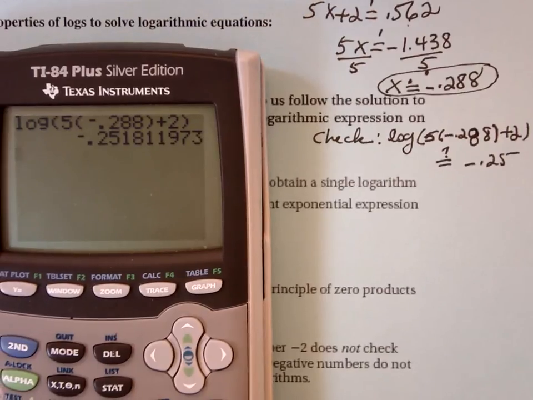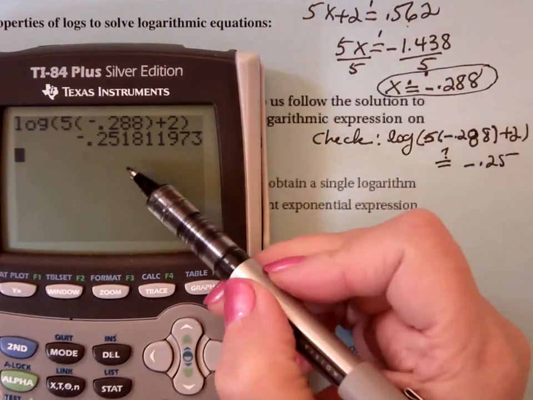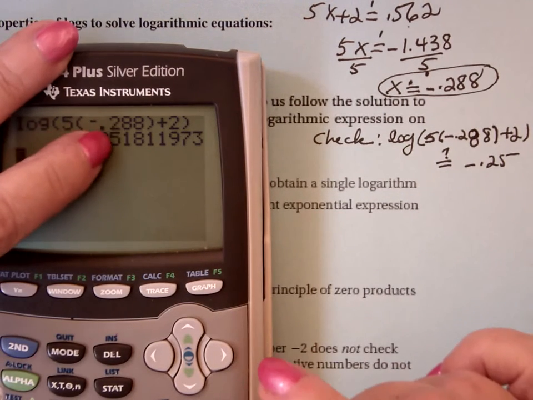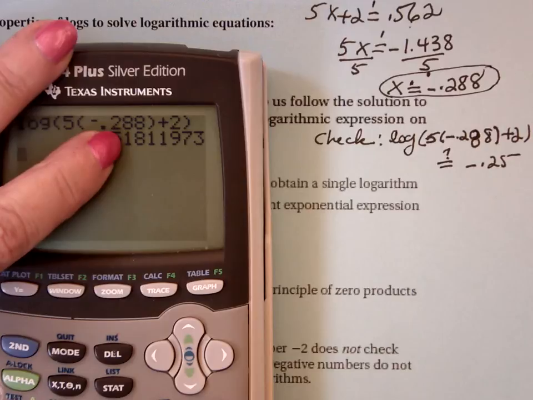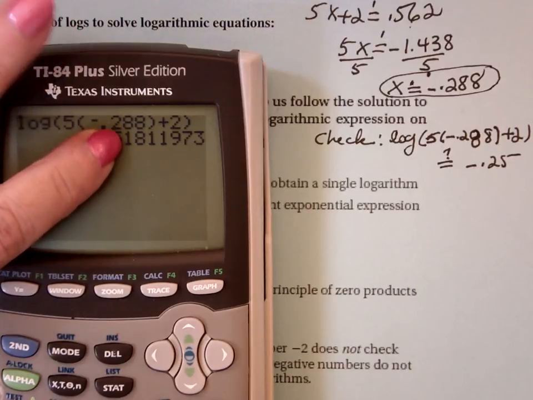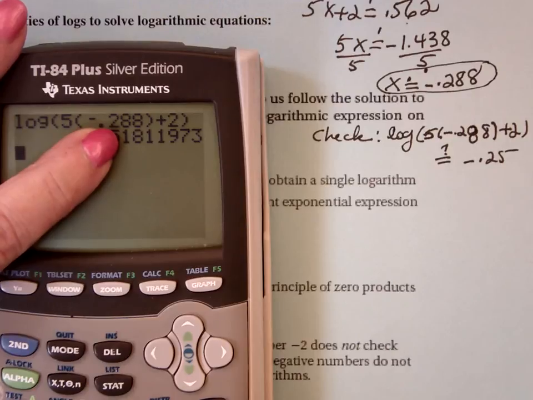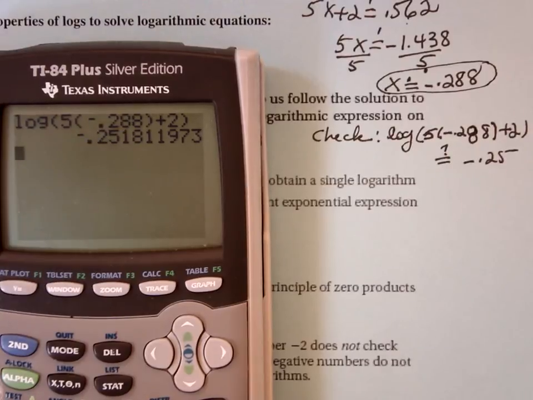Close. But you see, all of this here from the end on, that's round-off. Now, if you're an engineer building a bridge, that might be enough for the bridge to fall down. Which means that you would want much more accuracy. But for us in a math class, close enough.